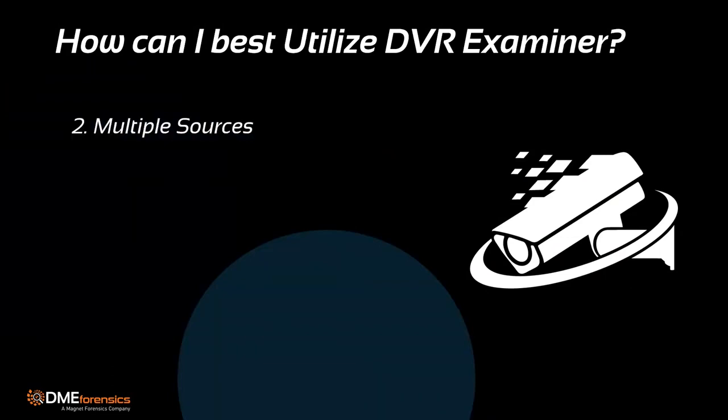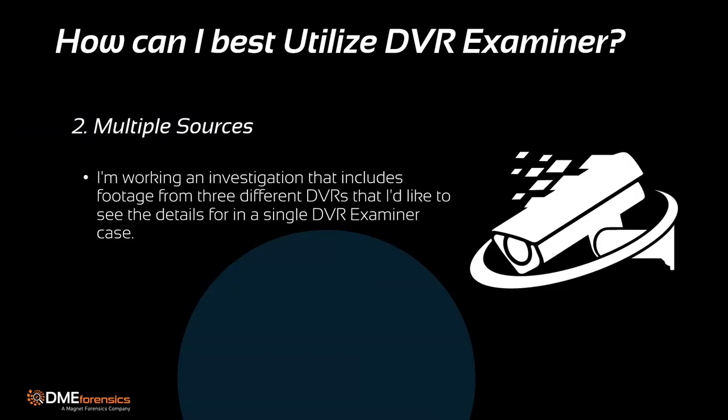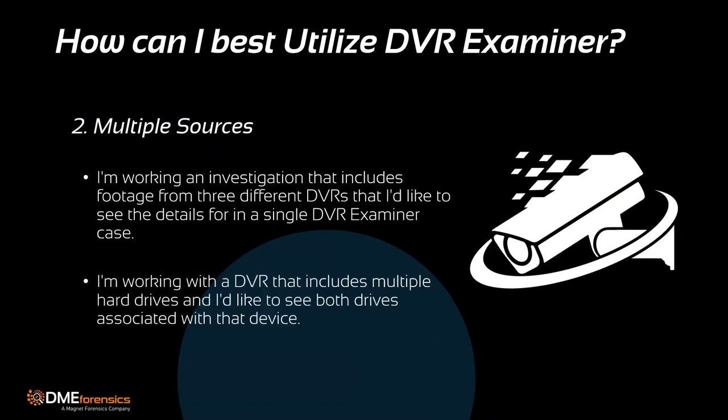Number two, multiple sources. How can I handle multiple sources? With the release of version 3, you can now scan and ingest multiple sources into a single DVR case. So whether it's a single hard drive from 3 different DVRs or a single DVR with 3 hard drives, DVR Examiner can now detect and scan them into a single case, meaning that all the clips that DVR Examiner found across all those sources can be viewed in a single grid from the clip list. So I'll show you how to add multiple sources to a case file, as well as assigning multiple sources to a single or multiple devices.